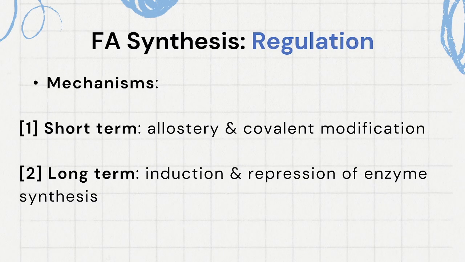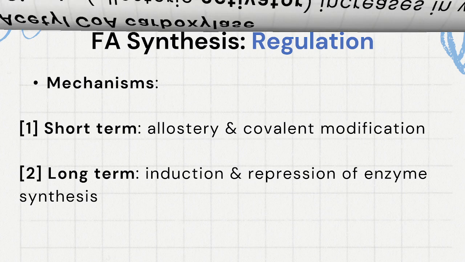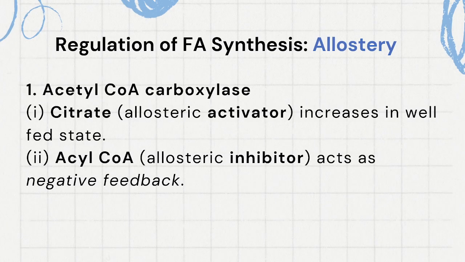Mechanisms of regulation include short-term mechanisms such as allostery and covalent modification, and long-term mechanisms by induction or repression of enzyme synthesis. Allosteric effectors here include citrate, which is an allosteric activator of acetyl-CoA carboxylase. Citrate, of course, signifies energy abundance. It increases in the well-fed state, so it will activate acetyl-CoA carboxylase.